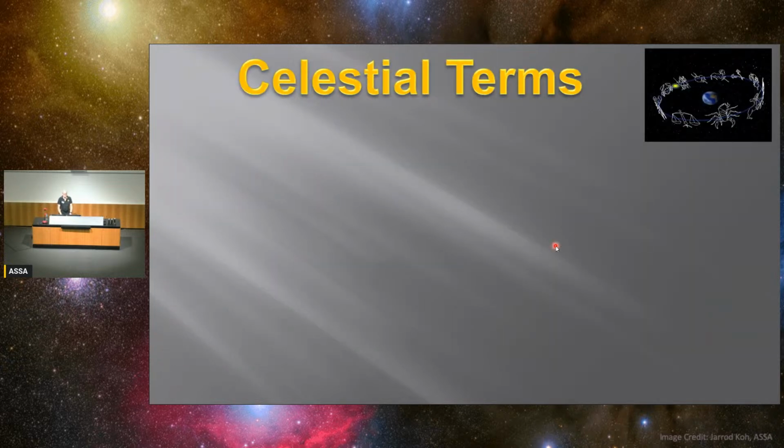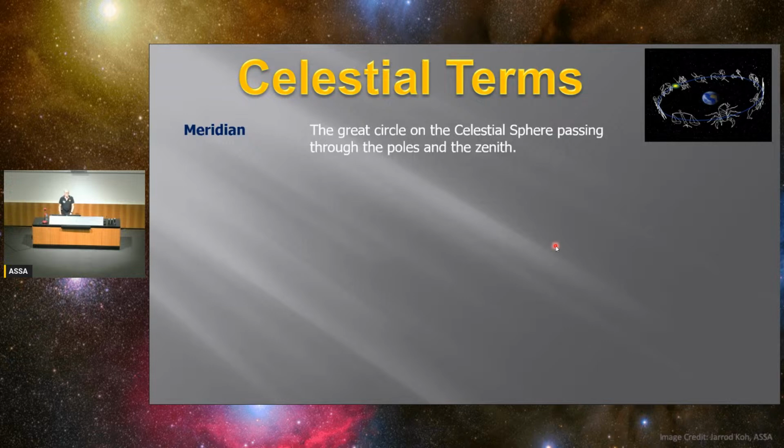More terms. The meridian, so this is the great circle on the celestial sphere passing through the poles and the zenith, which is directly overhead. Then the zenith is the point directly overhead.